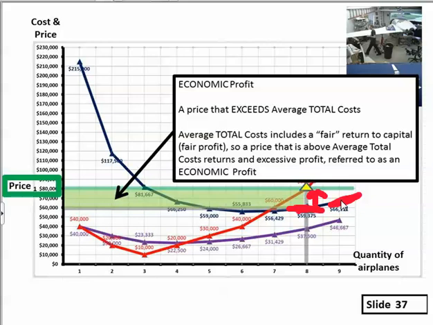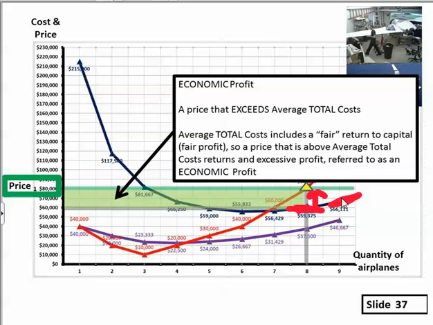Okay? Now, any price we can get above that average total cost is going to give us what we call economic profit. That is profit above and beyond the normal profit that would be required to keep an investor invested in the business. Okay? So that's why we call it economic profit. Others might call it excessive profit, but in a perfectly competitive market, we don't think of it that way. We just call it economic profit. So I wanted to kind of get that concept out. Like I said, it's a relatively important concept to understand.